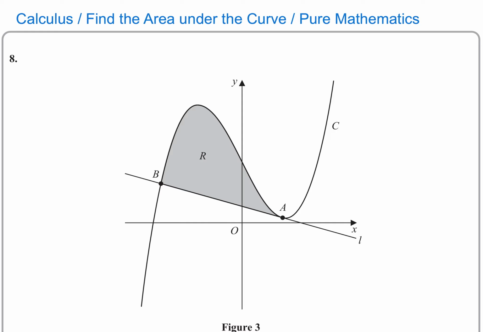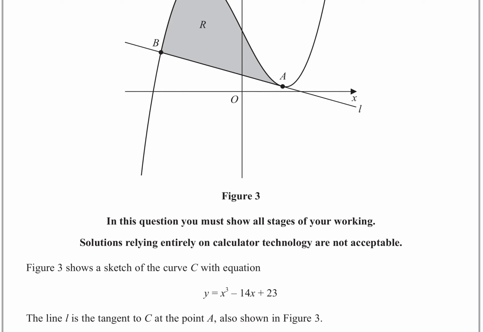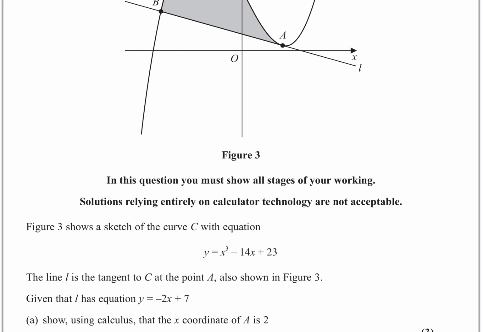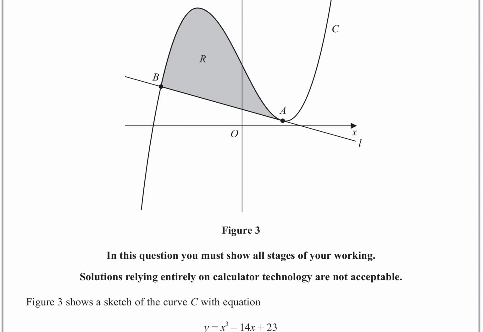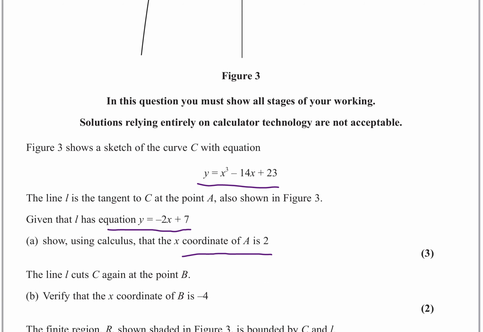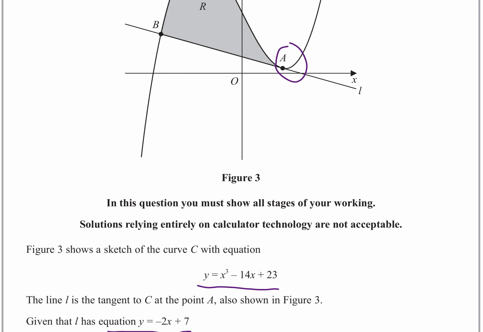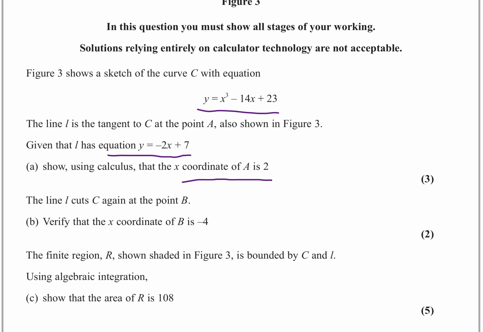Well, hello everybody. In this question, given the equation of the curve C and the equation of the line L, we need to show the x-coordinate of the point A is 2. The line also cuts C at the point B, and we need to verify that the x-coordinate of B is -4. Finally, we need to find the area of this region R using algebraic integration. So that's the question in summary.